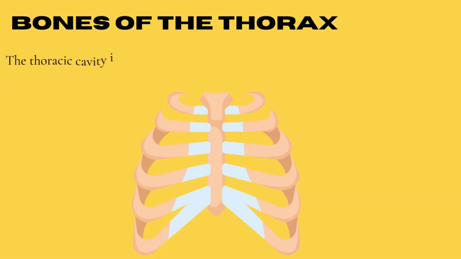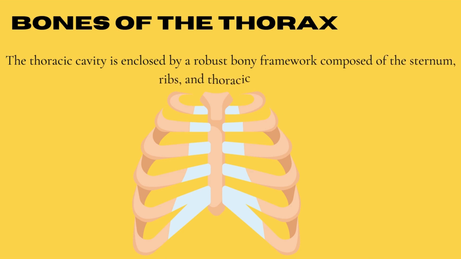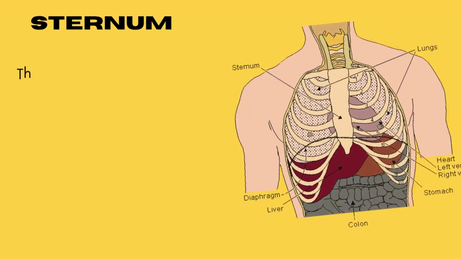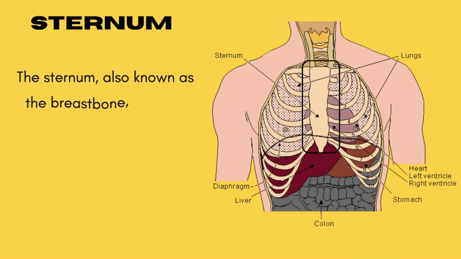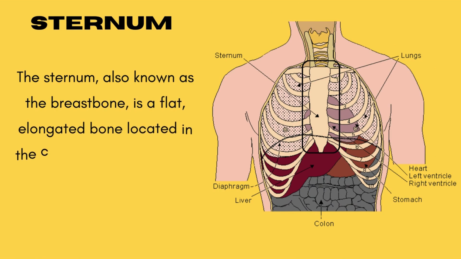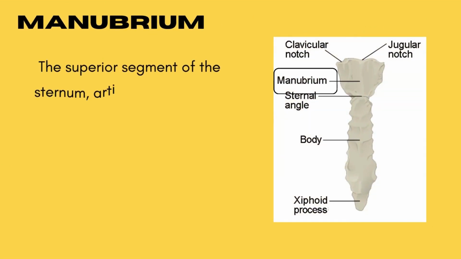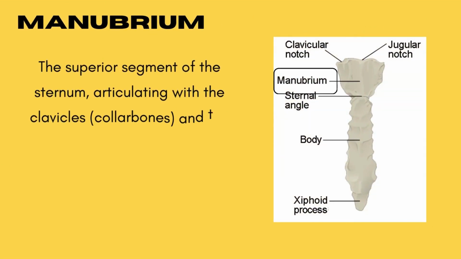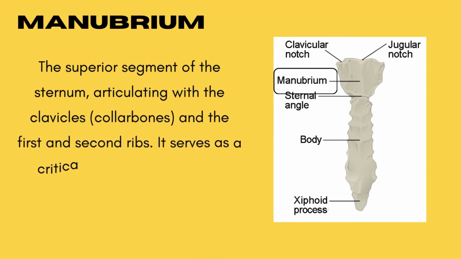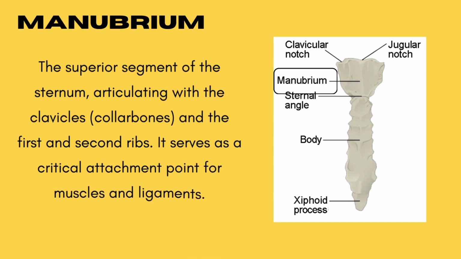Bones of the thorax. The thoracic cavity is enclosed by a robust bony framework composed of the sternum, ribs, and thoracic vertebrae. Sternum. The sternum, also known as the breastbone, is a flat, elongated bone located in the center of the chest. It is divided into 3 main sections. Manubrium. The superior segment of the sternum, articulating with the clavicles, collarbones, and the first and second ribs. It serves as a critical attachment point for muscles and ligaments.